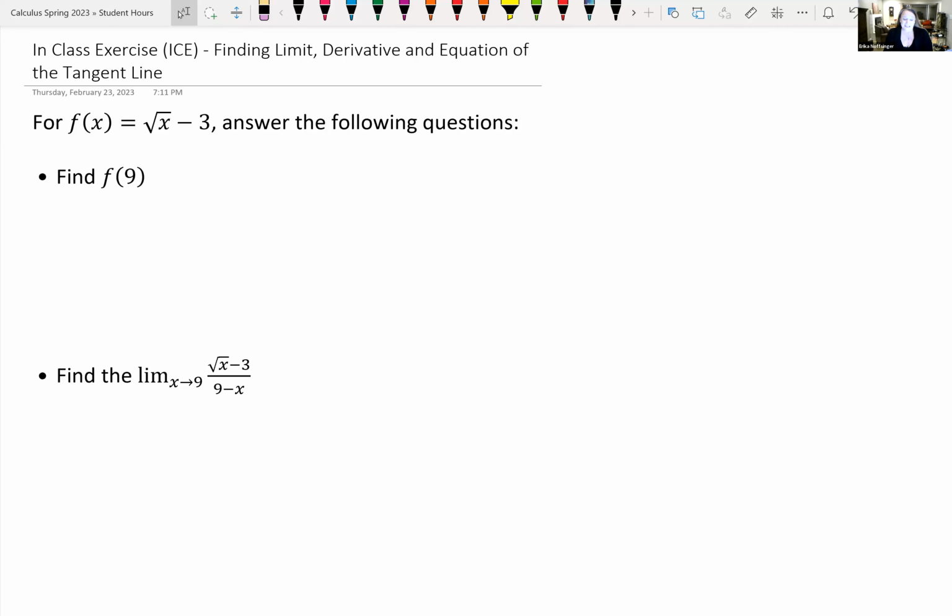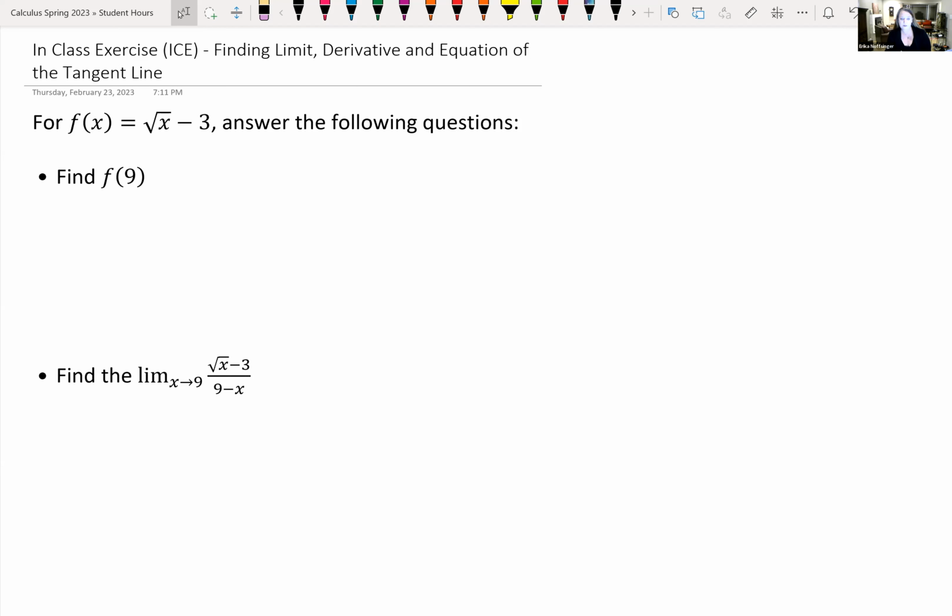So today in class, you worked on an in-class exercise on the following problem. I told you I would come in and create a video going over the solutions to those problems that you went through. So looking at the following, we have f of x is equal to the square root of x, and then outside of the square root of x, we have minus 3.